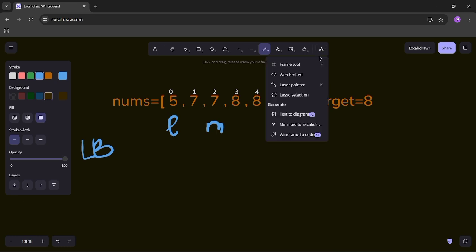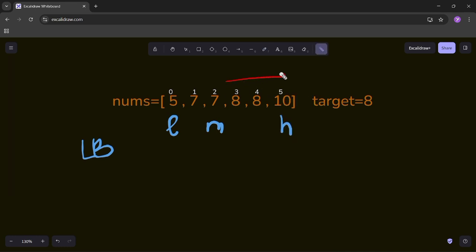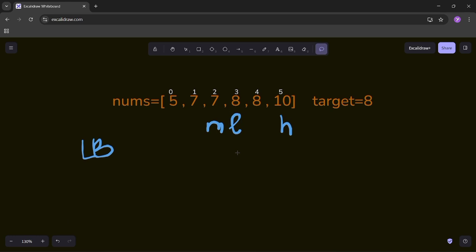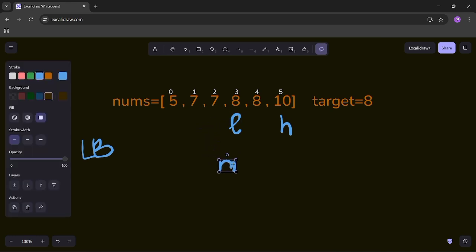Means what we have to do, we have to move to the right side, right? Because we want 8, and in lower bound the condition is greater than or equal to. We want 8, so we have to move to the right side. So we're going to move our low pointer to mid plus 1, and also we have to find the mid value, which is going to be 8.